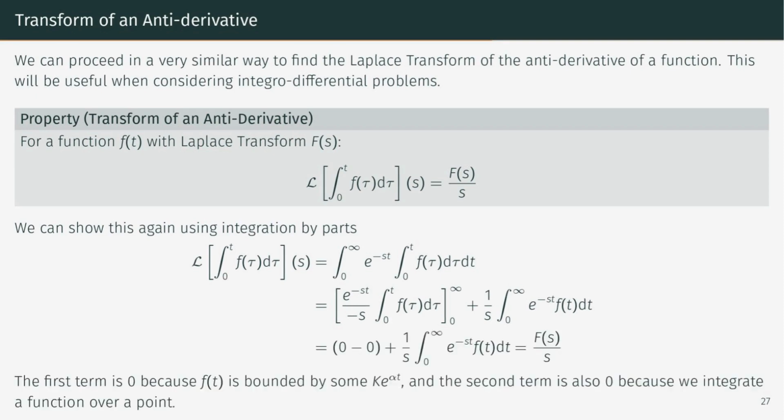We can see that this becomes 0 minus 0 plus 1 over s times the integral of e^(-st) f(t) dt from 0 to infinity, which just equals F(s) over s. The first term is 0 because f(t) is bounded by some k e^(αt). And the second term is also 0 because we are only integrating the function over a point.